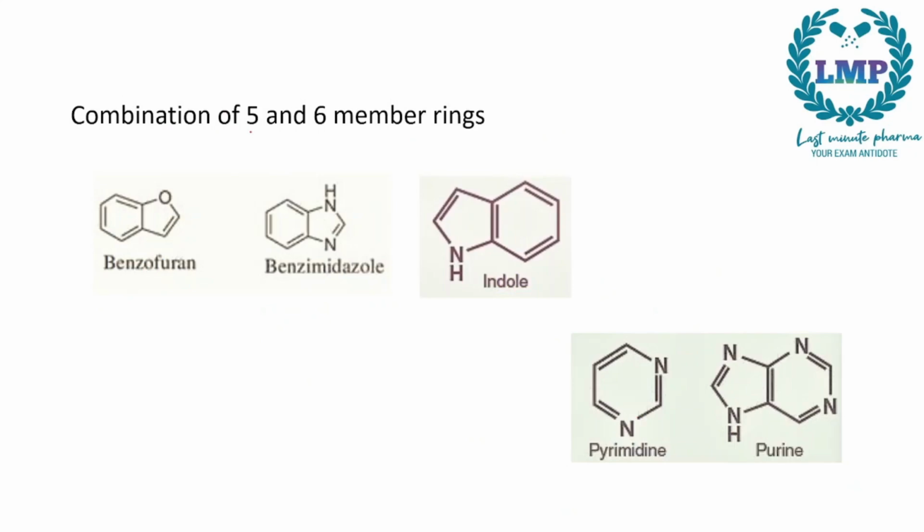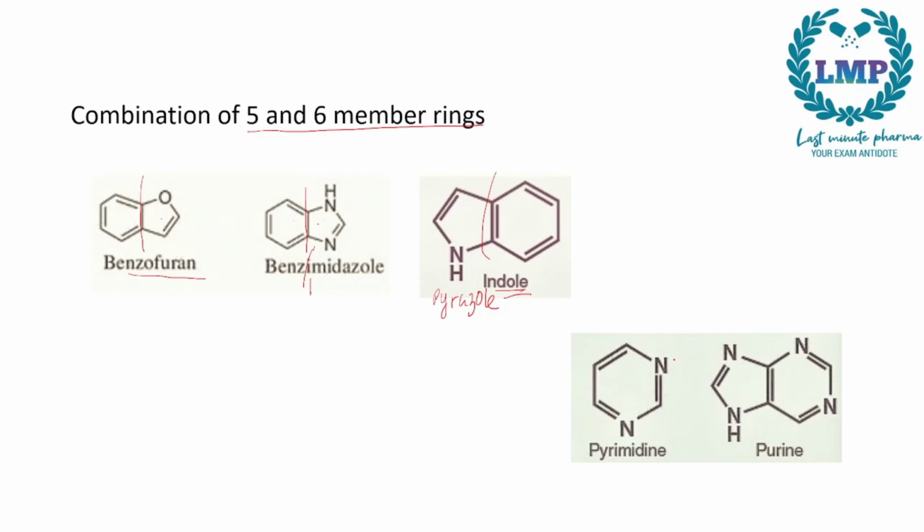Next we have a combination of 5 and 6 membered rings. Now here we draw the line here. Since it's a benzene plus a furan ring, we will call it a benzofuran. Since it's a benzene plus an imidazole ring, we will call it a benzimidazole. If a benzene is attached with a 5-membered ring with a nitrogen on the tip, we'll call it an indole.